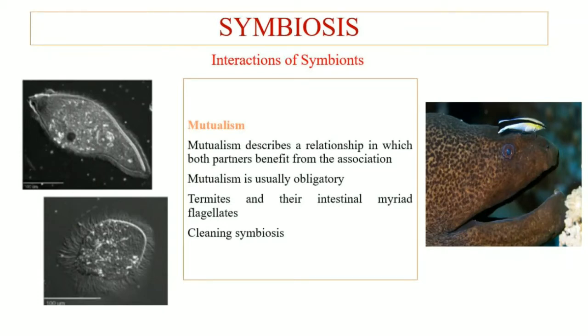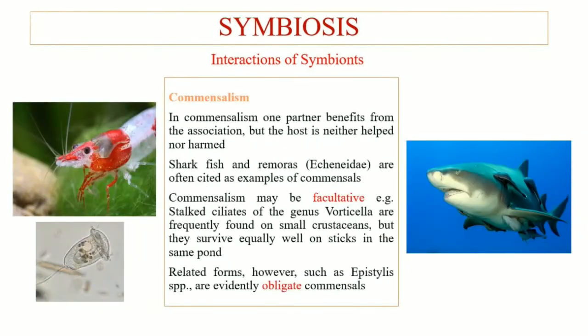So in this figure you can see a giant moray and a cleaner wrasse on the coral reef that is cleaning the skin of the giant moray, whereas these are the myriad flagellates that live in the intestine of termites. Commensalism is a type of symbiotic association in which one partner benefits from the association, whereas the other one is neither benefited nor harmed. So the term commensal means eating at the same table, and most of these associations involve feeding on food wasted by one of the partners.